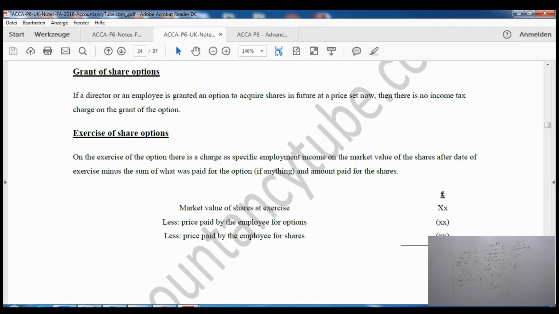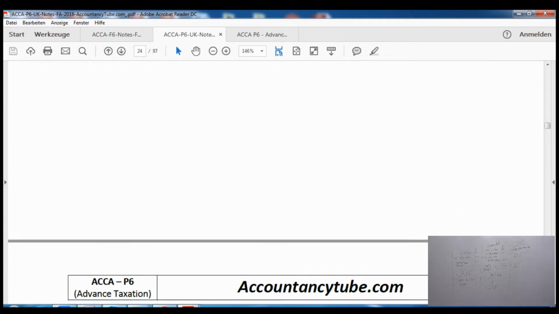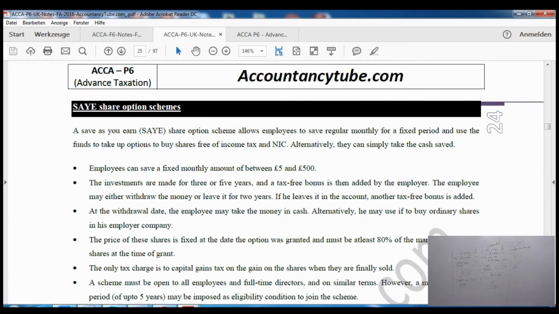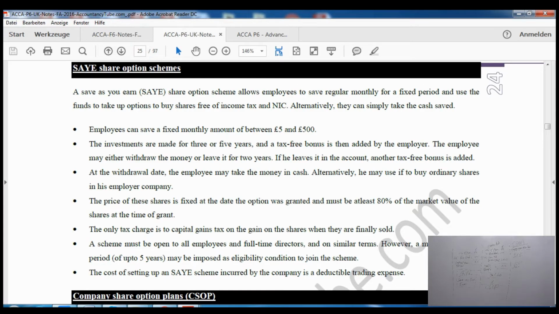However, when we go to exercise date, there will be a tax benefit, and it will be equal to, we'll take the market value, we'll deduct whatever he has paid for the options, and we'll also deduct the amount which he has paid for the shares, and the net amount is going to be our taxable benefit in this case, and only on the exercise date. Now exercise date, as I said, will be the date when the shares are eventually bought, and grant date is when the options are granted.